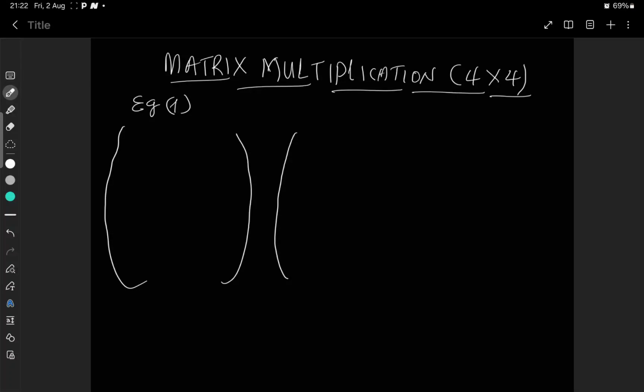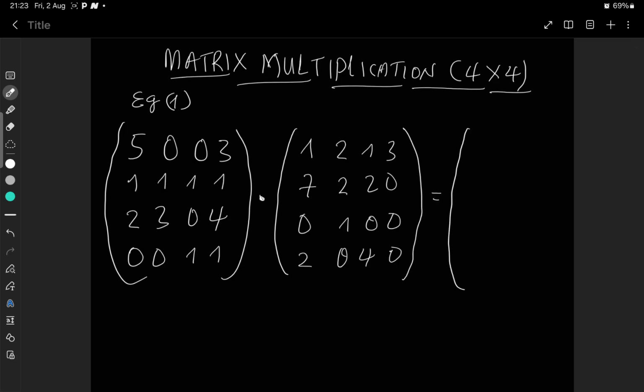Today we'll be looking at a very important topic, matrix multiplication. We are looking at a multiplication of a 4 by 4 matrix. So let's look at this example. We have this example that is given to us, 5003, here. This is an example of a 4 by 4 matrix. So we're going to run this multiplication now.